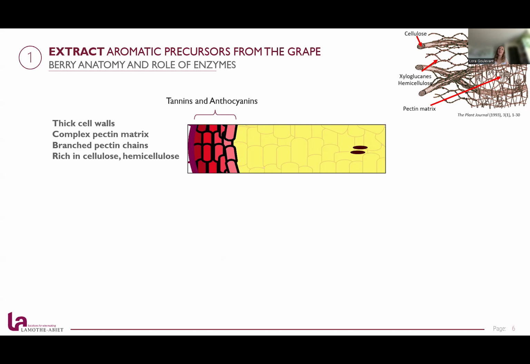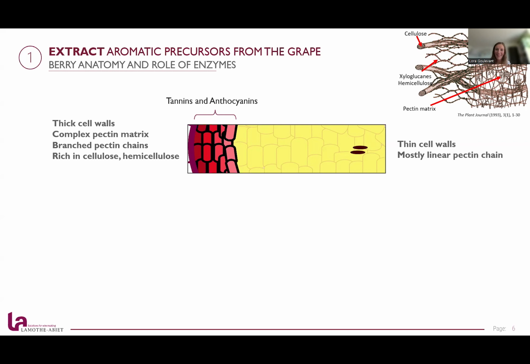So this is a thick cell wall. That's a much more complex pectin matrix. You have cellulose, hemicellulose, different branches of pectin compared to the flesh, where the cell walls are thinner and mostly made of more simple linear pectin chains. So it's easier to extract the inside of a berry compared to the inside of the skin.